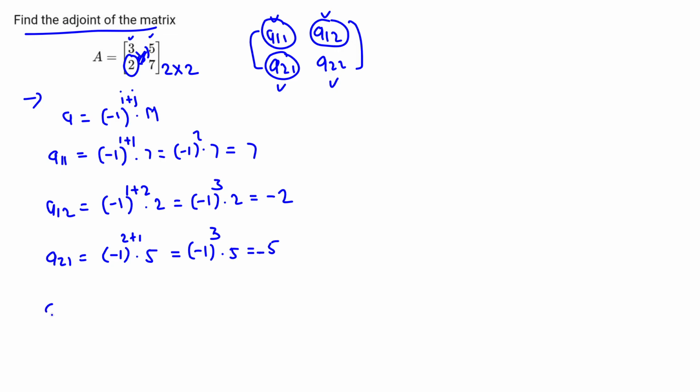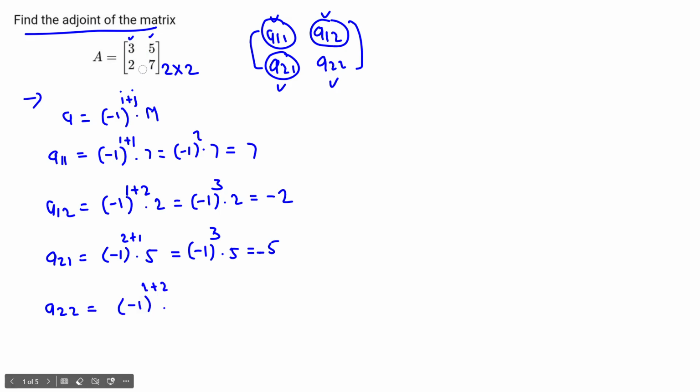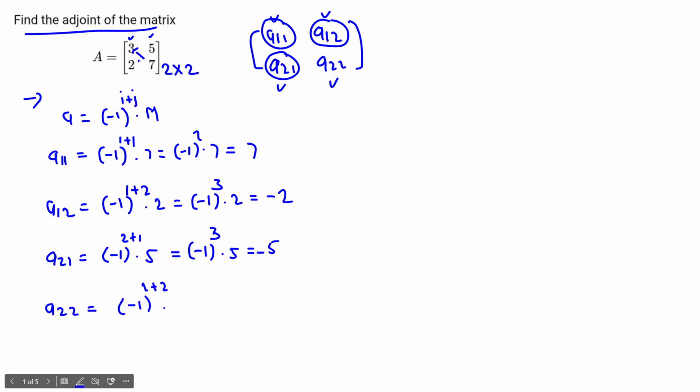Finally, you have to find the last cofactor, A22. Applying the same formula: minus 1 raised to i plus j, where i and j are both 2, into the opposite value of 7, which is 3. So minus 1 raised to 4 into 3. An even power of minus 1 is always plus 1, so 1 into 3 will be 3.